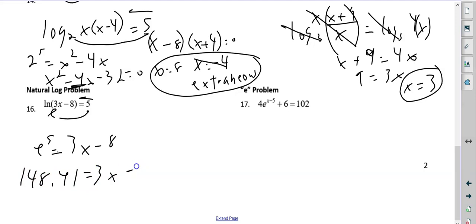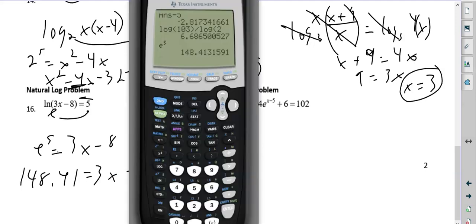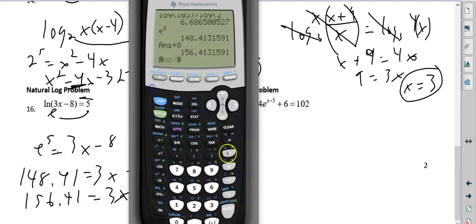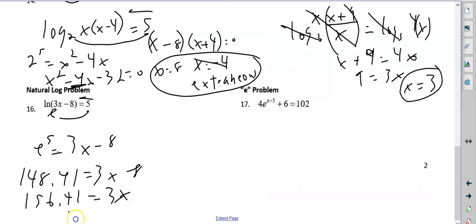Equals 3x minus 8. I'm going to add 8 to both sides. Okay, add 8. 156.41. And then we're going to divide by 3. And we get 52.14 because the 7 tells us to round up. So x equals 52.14.